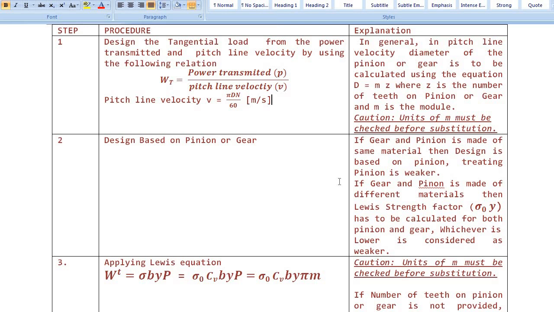Sometimes if the material of pinion and gear is the same, we treat the pinion as weaker, and therefore the design will be based on the pinion. And if the gear and the pinion are made of different materials, suppose the gear is made of steel and the pinion is made of some plastic or aluminium material, then since both are made of different materials, we need to calculate the Lewis strength factor, sigma naught into Y. Whichever value is lower, for pinion or gear, will be considered the weaker, and the design will be for the weaker part.